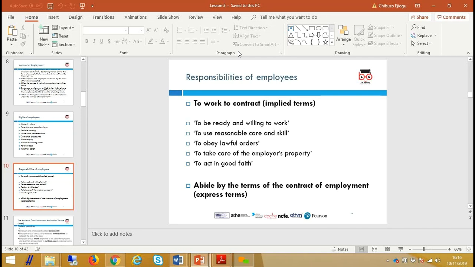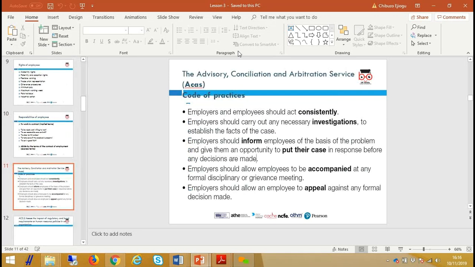There's a reasonable assumption that every employee should obey lawful orders from their superiors. There's a reasonable assumption and implied term that employees should take care of the employer's property and not abuse, destroy or sabotage it. There's a reasonable assumption that employees should act in good faith. You cannot be employed by Coca-Cola but acting on behalf of Pepsi-Cola, their competitor, their rival. Right? There's an implied term there that even though it's not written expressly into the contract, it's not in black and white, it's implied into that contract of employment, right? And so on and so forth.